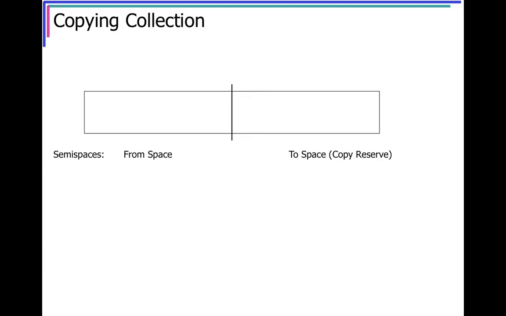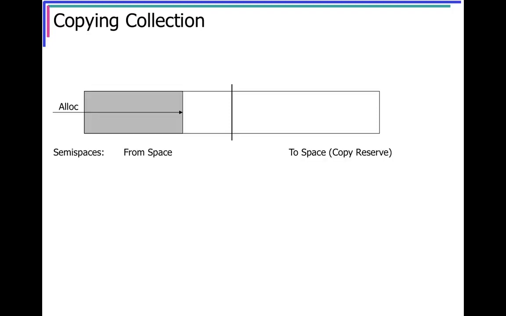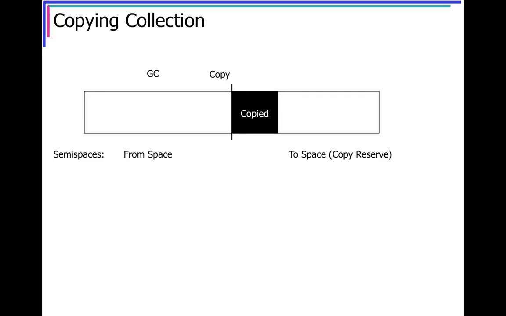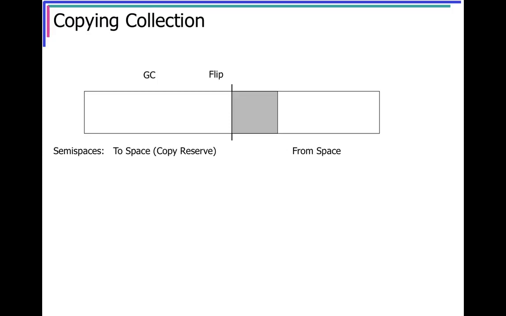Here's an animation of how copy collection works. We divide the heap in half. We're going to allocate from the from space. When the space fills up, we no longer can allocate, and we perform a garbage collection. By performing garbage collection, we're going to chase the roots and find all of our live objects. As we find them, we're going to copy them into the to space, also called the copy reserve. All of the rest of the dead data that we cannot reach, we leave out in the from space. They are scavengers, those objects. Then we do the flip and we start allocating from the from space.